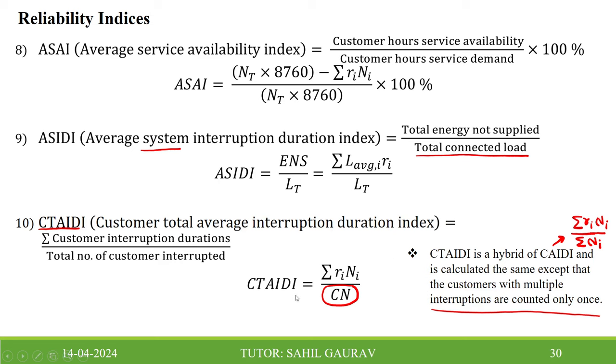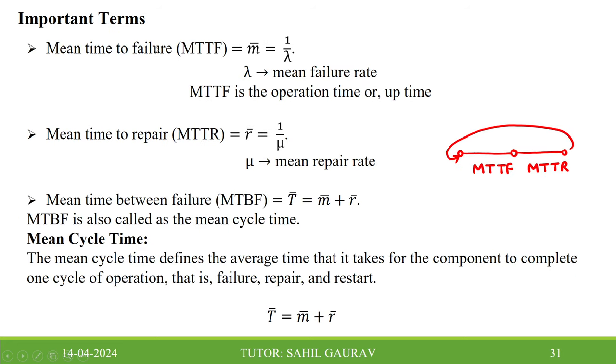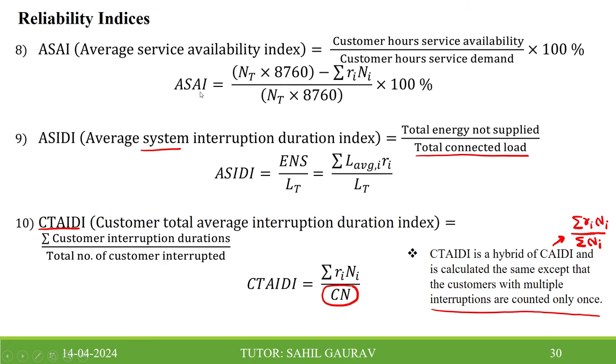If you see CTAIDI and CAIDI, here the denominator is sigma Ni, while in CTAIDI the denominator is CN. So sigma Ni is the total number of customer interruptions, while CN is the total number of customers interrupted. So both have different meanings. In CTAIDI the customers are counted only once, while in sigma Ni the customers are counted multiple times with respect to different interruptions. Now these are the reliability indices.